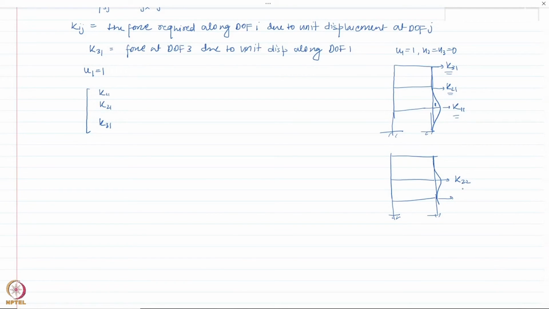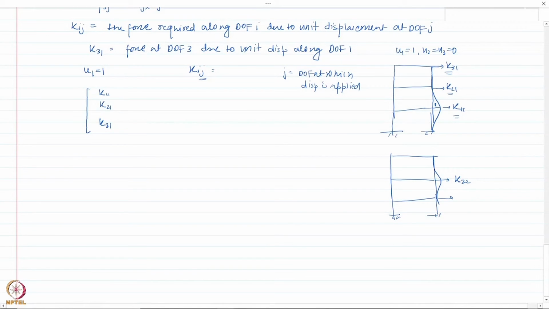Okay, so if I have a Kij, J is where the displacement is being applied and I is the degree of freedom at which you are considering the force. So J is the DOF at which displacement is applied and I is the other degree of freedom. So in this case, remember 2 is the degree of freedom at which the displacement is applied.